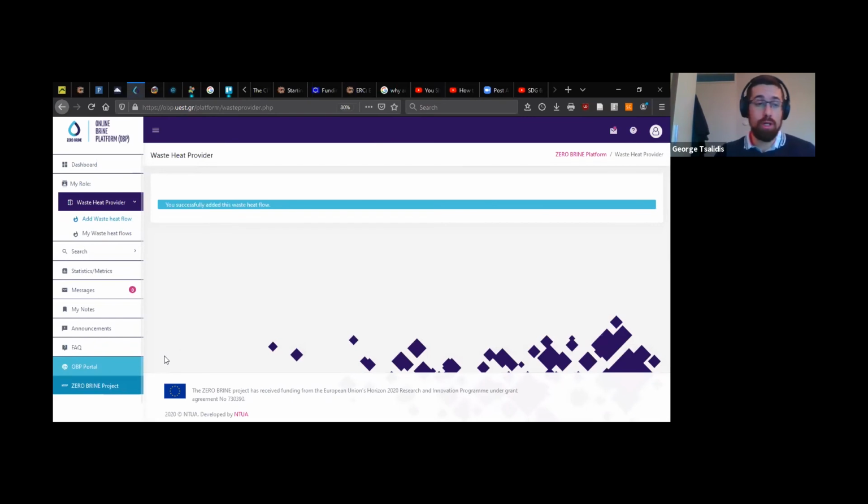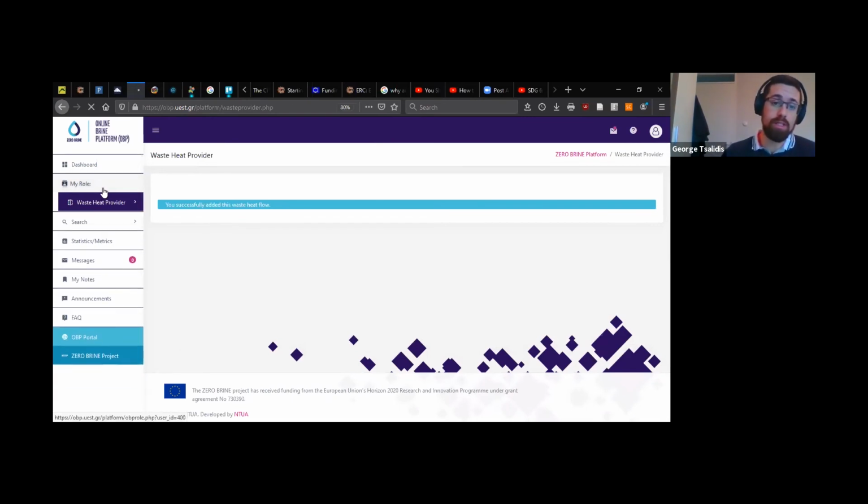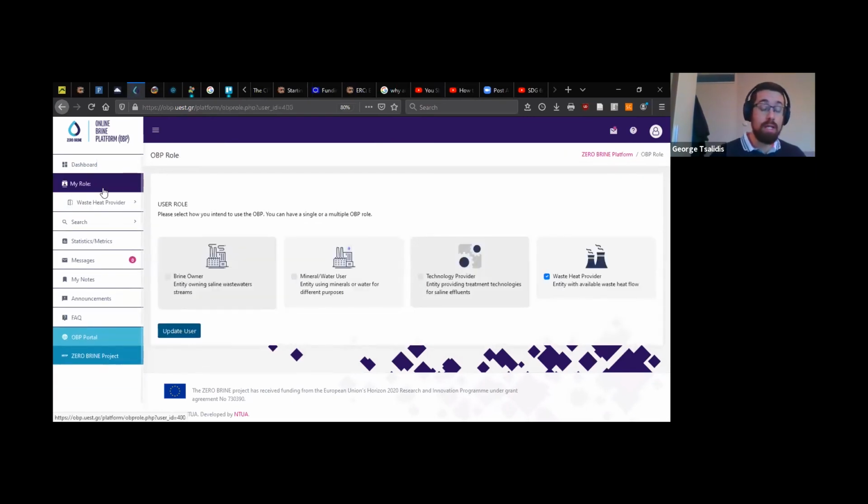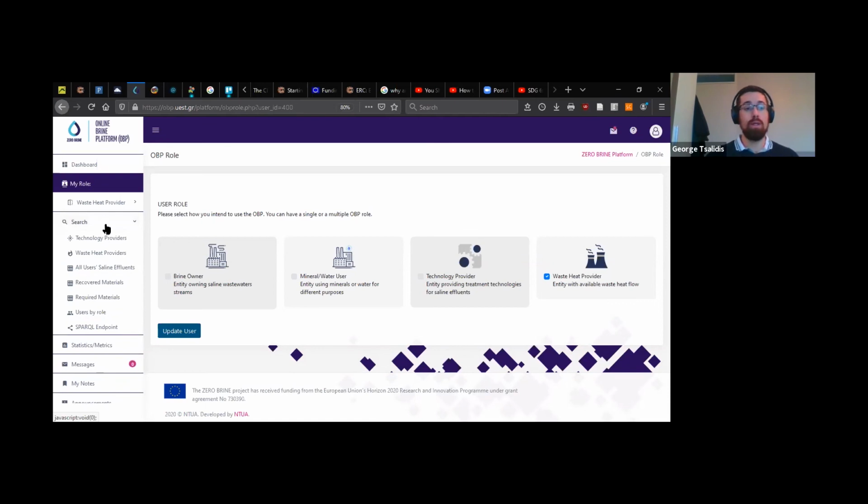So these are the 4 distinct roles that exist in the platform. I don't know if you think that these are enough. I also have prepared a brief questionnaire, which is going to be presented later on, before we wrap up everything. And other things that I can do in the platform is to search for technology providers, waste heat providers, BRINE users or end users.